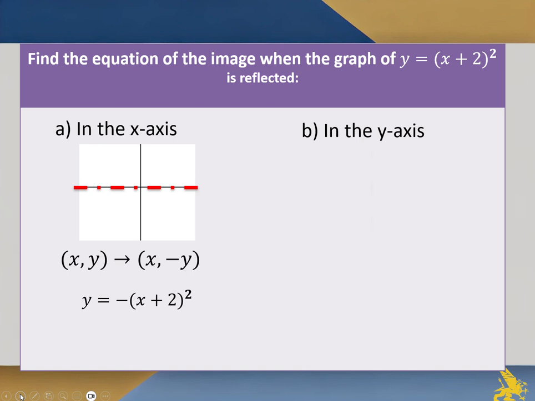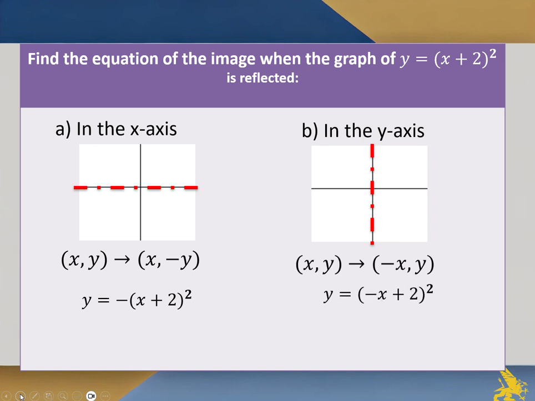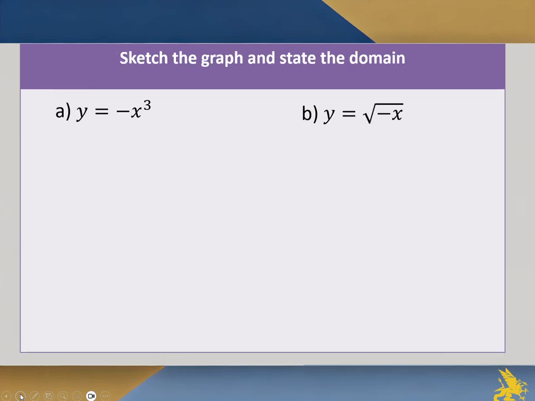Likewise, in the y-axis, it means that x is going to have the negative, which means I'm placing that negative in front of the x in the equation and it becomes y is equal to negative x plus 2 squared. Now, with this question here, negative x to the power of 3, we know straight away because there's no brackets with the x, it means that we're going to be having that negative with that y value. And with any polynomial, we know that the domain will be all real numbers.